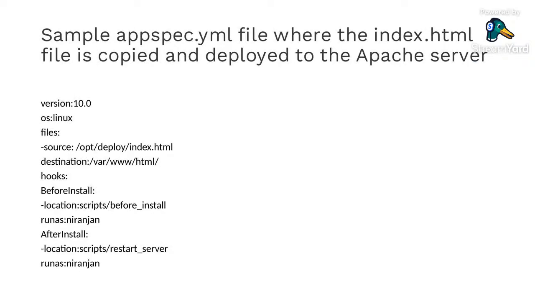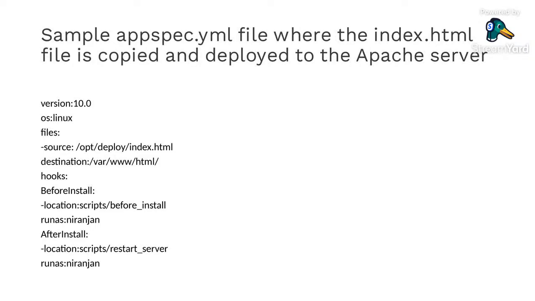In the YAML file, we define that my index.html file should be copied from the source, or we can say the storage repository, and deployed to the Apache server. So for my source, we find our index.html file in this particular folder to deploy. My destination is an EC2 machine, which is a Linux one. In that machine, we have to deploy our index.html file into the /var/www/html folder.